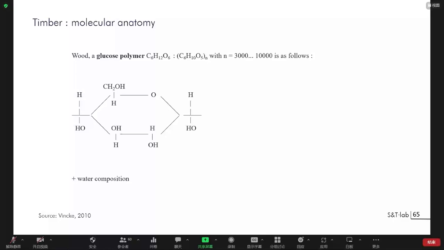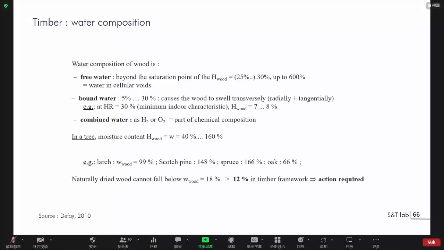So we have a pile of this long series of polymers. It's a glucose polymer, a sugar polymer, and we see that you have lines of polymer up to 3,000 or even 10,000 molecular units, which is associated with the nature of timber itself.